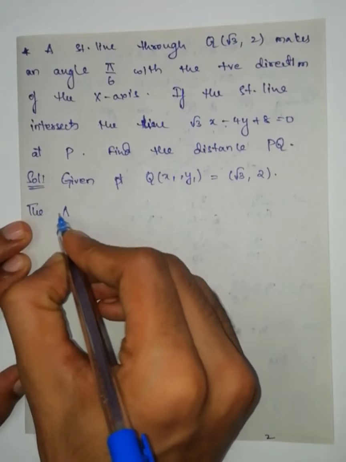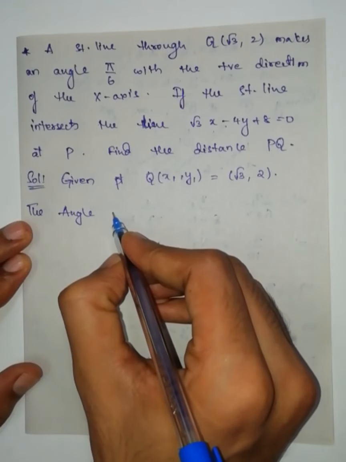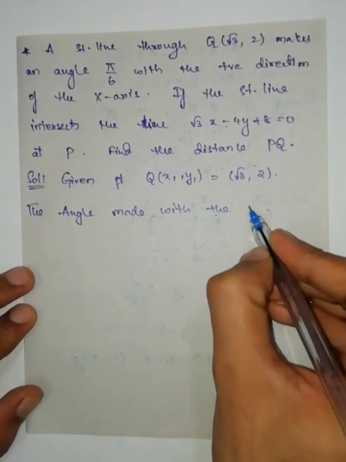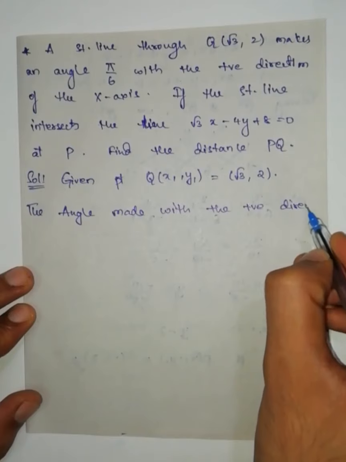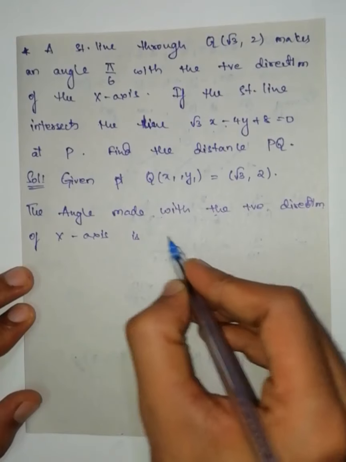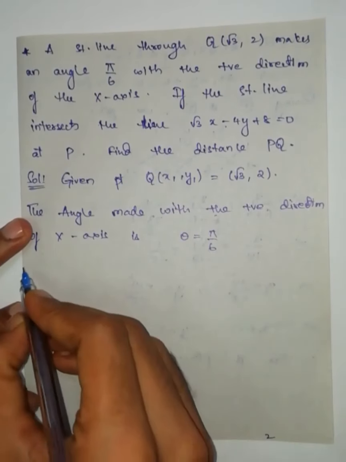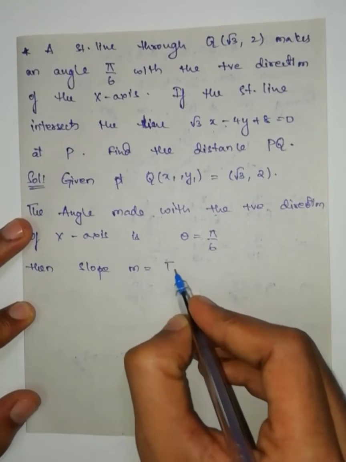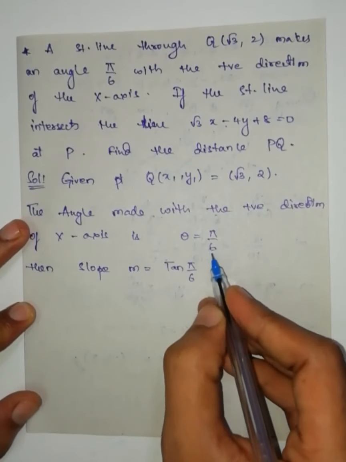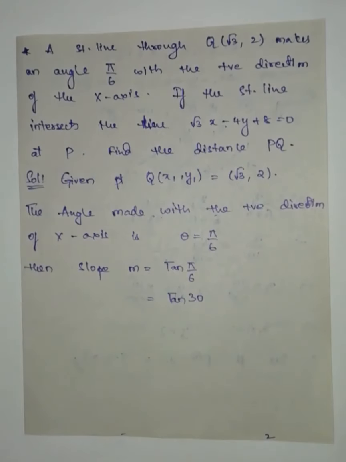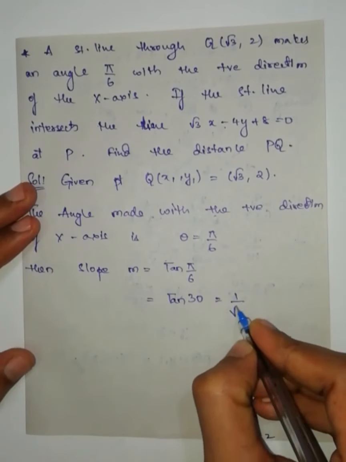The angle made with the positive direction of x-axis is theta is equal to pi by 6. Then slope m is equal to tan pi by 6, nothing but tan 30 degrees. Tan 30 degrees is nothing but 1 by root 3.